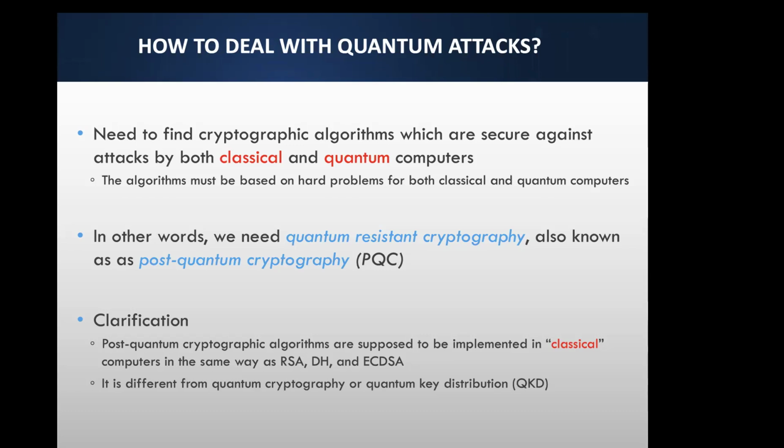Now, the name of this field is known as quantum resistant cryptography, or what's very commonly known as post-quantum cryptography. Now, even though it's got the word quantum in this, the algorithms that are being researched are not going to be run on quantum machines. They are not for quantum computers. They're still going to be run on classical computers.